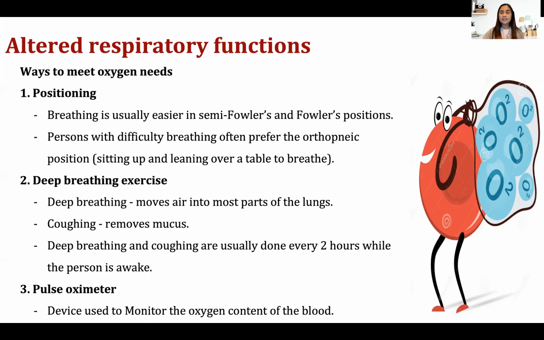We have different ways of meeting our oxygen needs, and we will encounter these in the hospital or healthcare setting. First is positioning. Breathing is usually easier in semi-Fowler's and Fowler's position. So if you have a patient with difficulty of breathing, we always position the patient in Fowler's or high Fowler's position because in that way the patient's lungs will expand more.